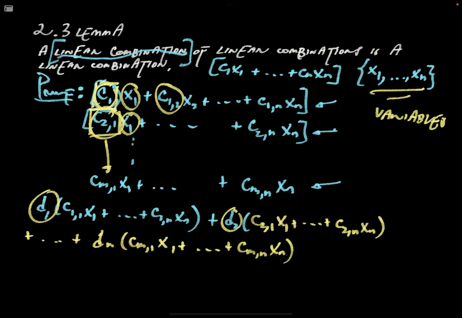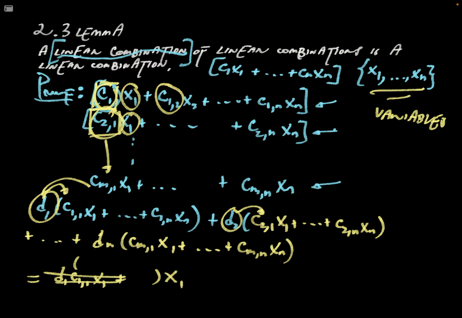What I'm going to show is that this is just going to be a linear combination of the original variables x1 through xn, because you distribute the d1 everywhere into here and you're going to get d1 c11 x1. Plus, when you distribute the d2 here, you're still going to get a d2 within x1. So ultimately the x1 will factor out, and you'll have an x1 here.